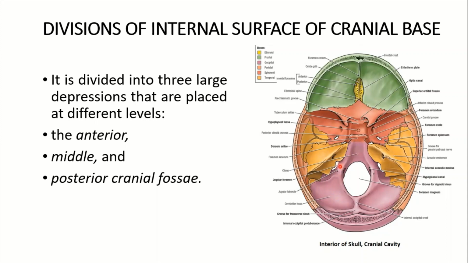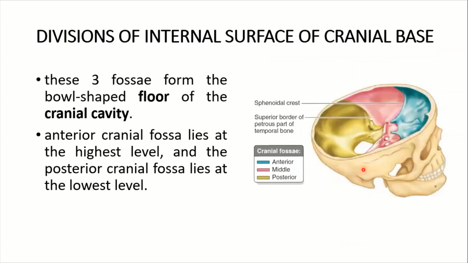The largest fossa is the posterior, as it contains the very important foramen magnum. These three fossae form the ball-shaped floor of the cranial cavity, as you see in this picture. The anterior cranial fossa lies at the highest level and the posterior cranial fossa at the lowest level. This is the anterior, this is the middle, and this is the posterior. In the anterior cranial fossa, the posterior boundary is the sphenoidal crest, and this part here is the sphenoidal limbus.